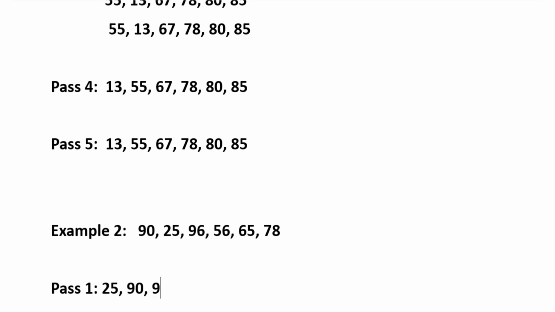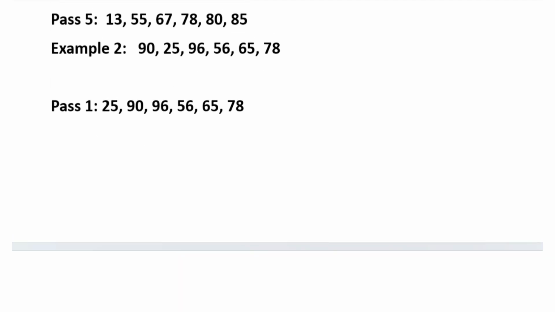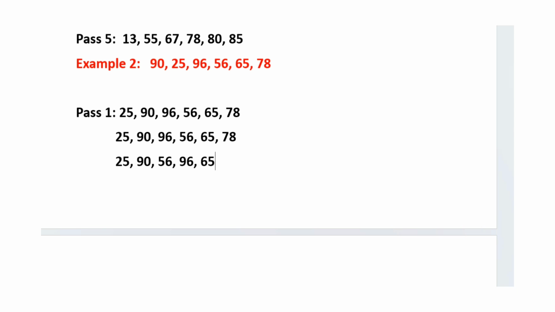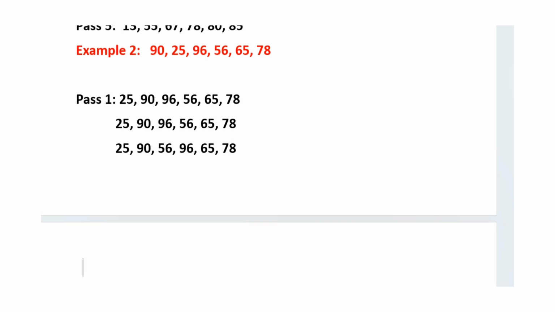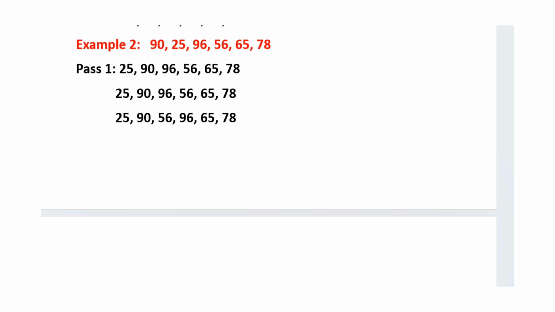56, 65, 78. Next, I need to compare the next two adjacent elements, that is 90 and 96. 90 is greater than 96? No. No need to swap. The remaining list is 90, 96, 56, 65, 78.